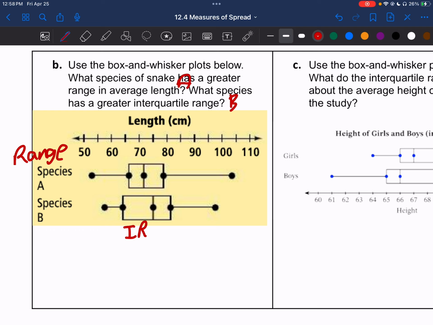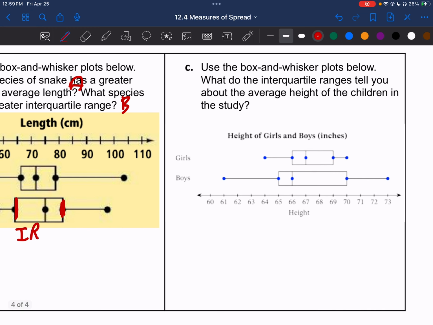Because we can see the interquartile range of species B goes from 65 to like 82, 83, whereas the interquartile range for species A is 67 to maybe 77. So it's a much narrower span on the interquartile, the middle 50%. But the extremes on species A can be wider than the extremes on species B.